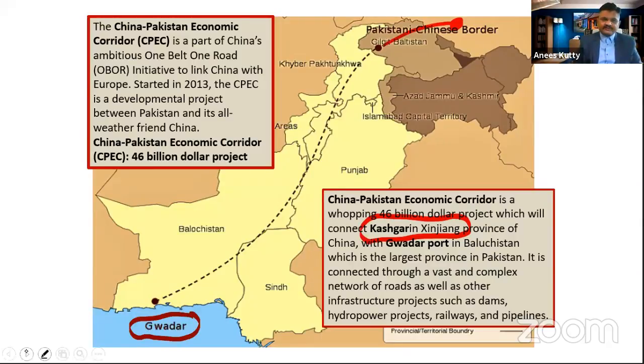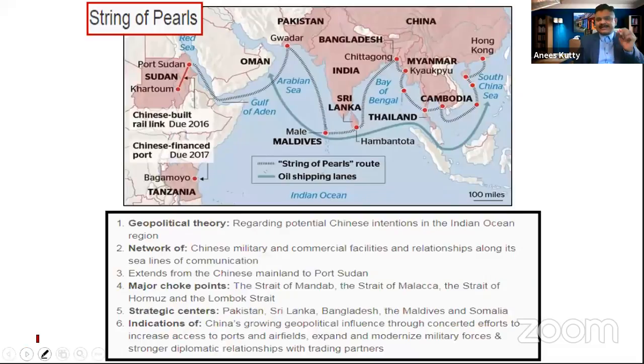Dear friends, the last thing we discuss in today's lecture is the string of pearls. The string of pearls is nowhere mentioned as China's political strategy. It is an international imagination that China is trying to contain India throughout the way.